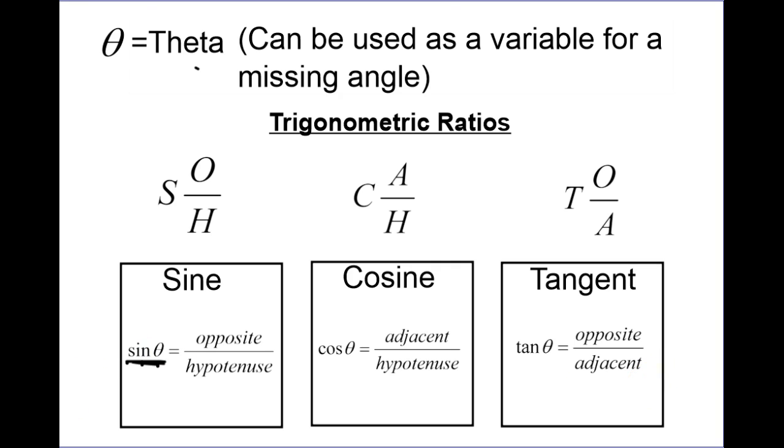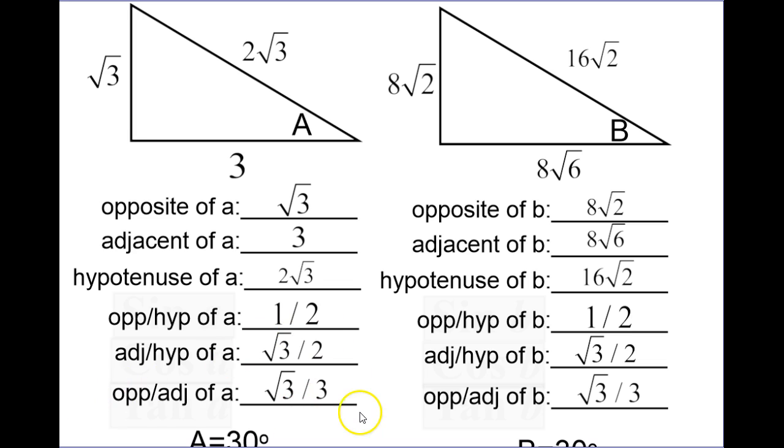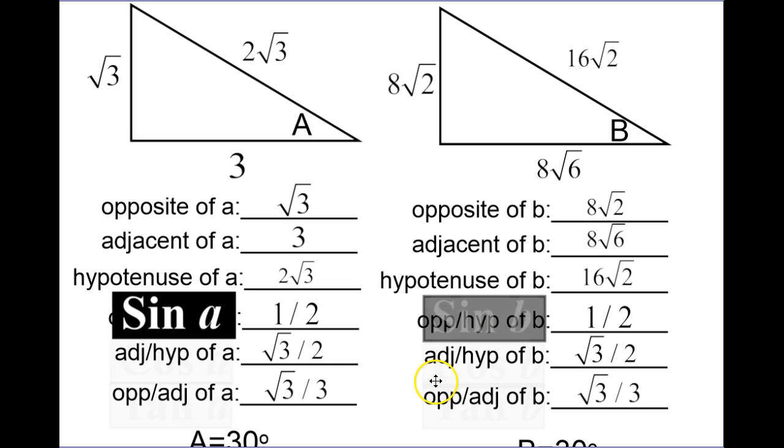If we go back to our warm-up, here we have our answers. Instead of calling this opposite over hypotenuse of A, we're now going to call it sine of A and sine of B.